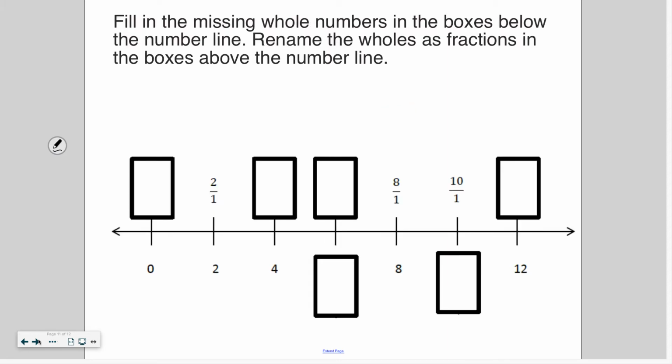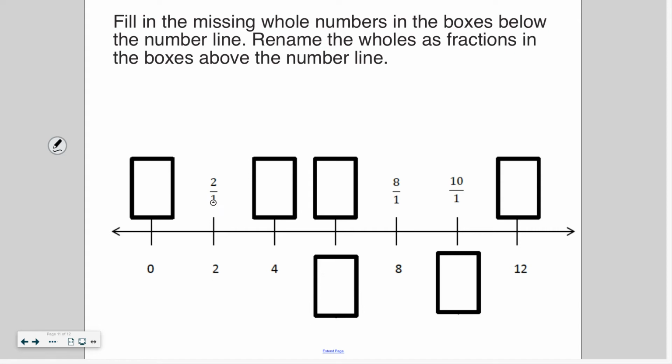Now, how would I represent this on a number line? So it says fill in the missing whole numbers in the boxes below the number line. Rename the wholes as fractions in the boxes above the number line. So I see we're counting by 2s: 0, 2, 4, 6, 8, 10, 12, right? So I already know my missing numbers on here. And I want to use the same information that I learned earlier about how to write a whole number as a fraction to fill in these top ones.